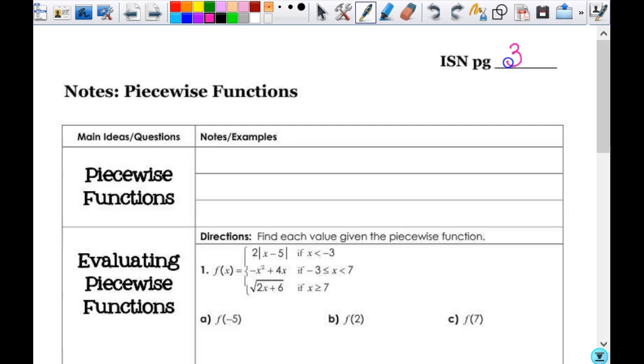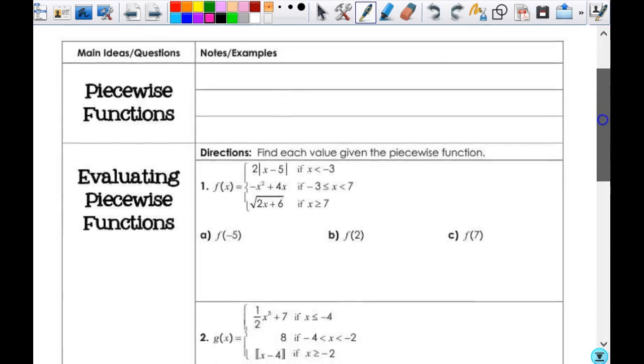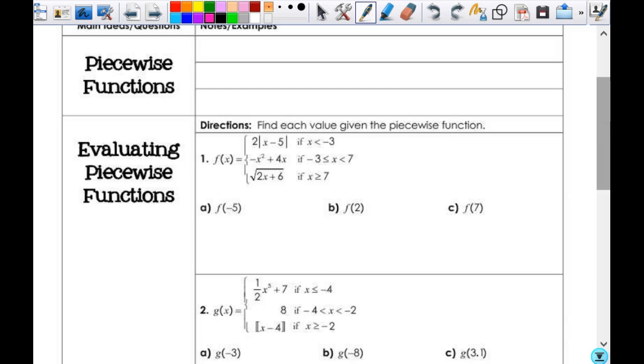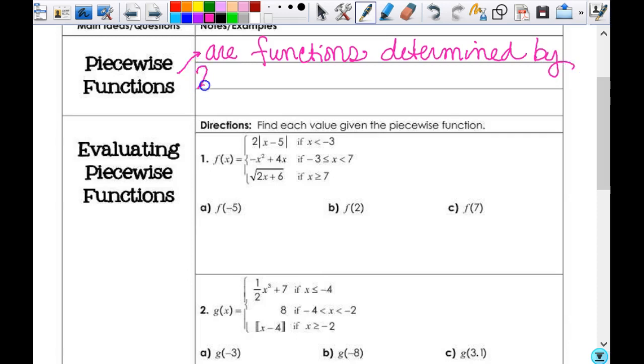All right, so page 39, we're going to look at piecewise functions. So piecewise functions are functions. That does not even look like an F. That says functions, but my handwriting's bad. Functions determined by two or more subfunctions.